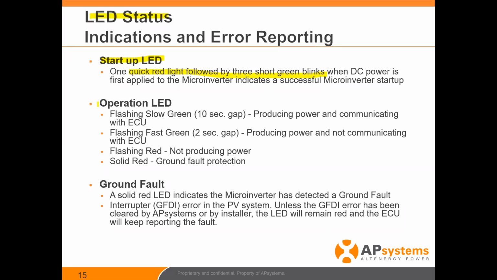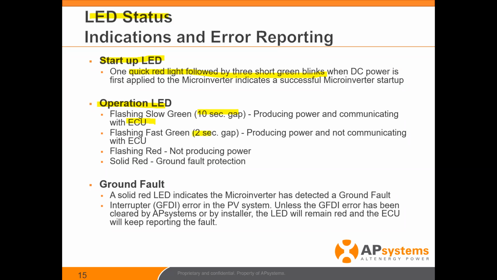During operation, you're going to see flashing green lights, 10-second cadence, producing power and communicating with the ECU. The ECU is our gateway. That is the device that's talking to the inverters every 5 minutes. So the nice thing about this is when you see the flashing green, green is good, and if it's flashing every 10 seconds, you know that it's communicating with the ECU.